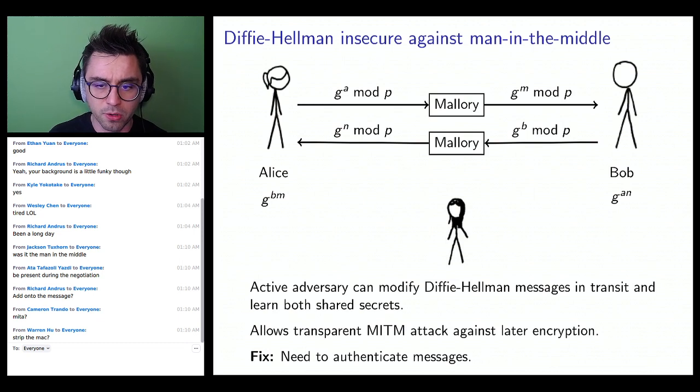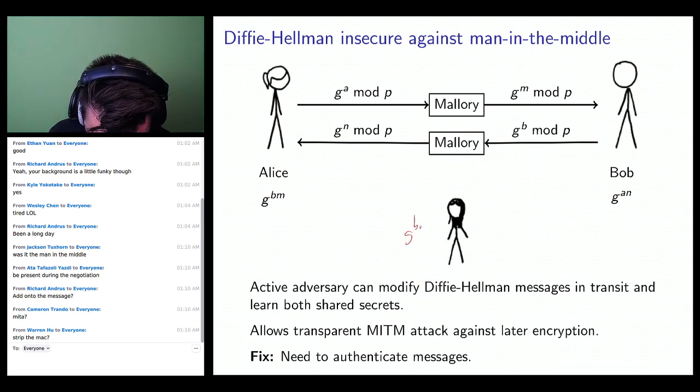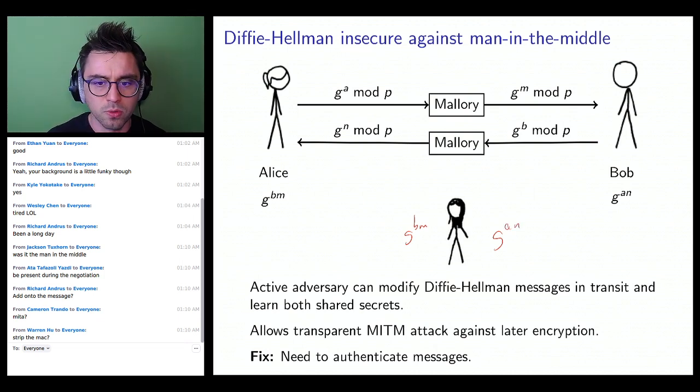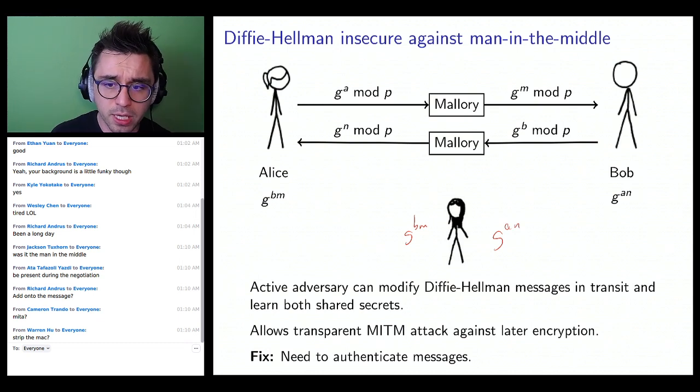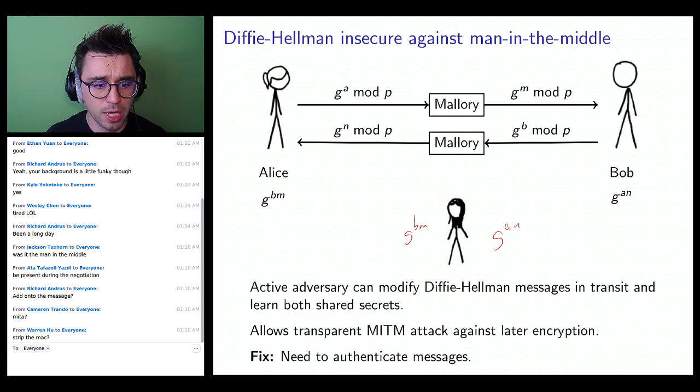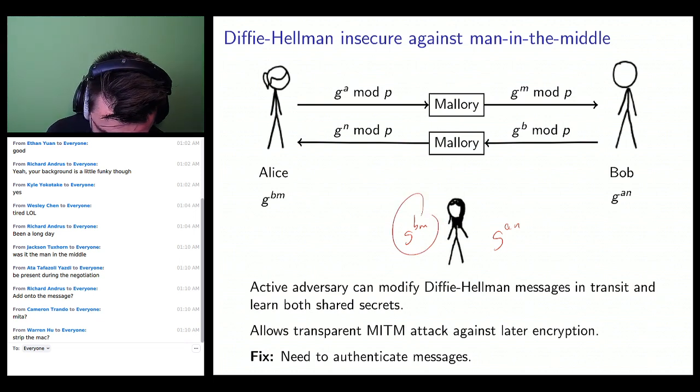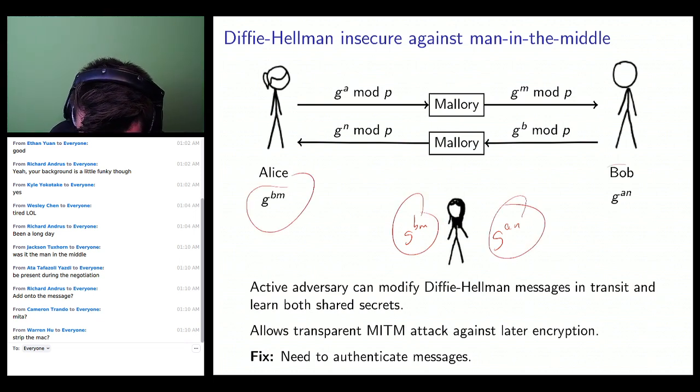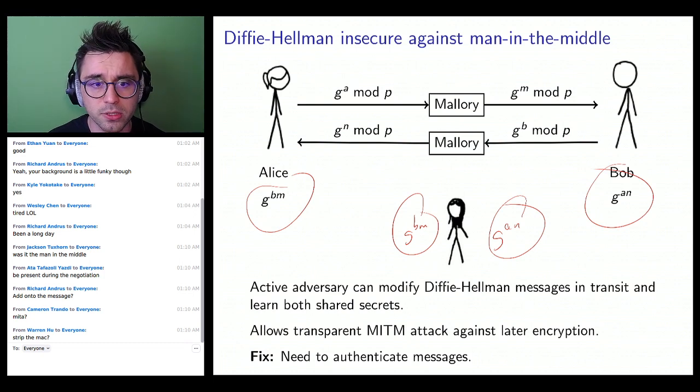She can internally compute GBM and GAN, right? So she's going to establish a shared secret between herself and Alice and between herself and Bob, and she'll be able to encrypt and decrypt everything thereafter, right? Because everything that we care about depends on this shared secret. If this is compromised, we're totally done. All right.